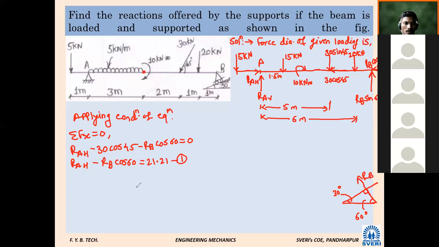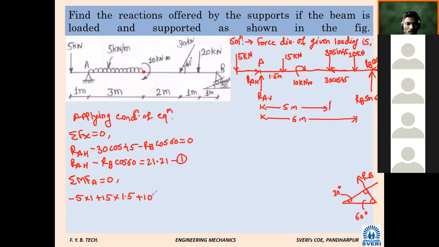Next, summation of moment at point A equal to 0. AH and AB will not come, horizontal forces will not come. The 5 kilonewton force: minus 5 into 1. Next, the 15 kilonewton force, vertically downward: plus 15 into 1.5.